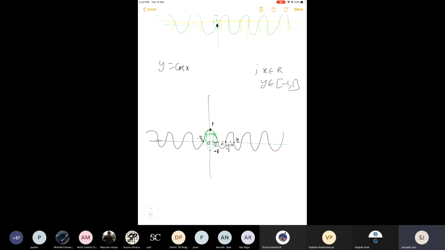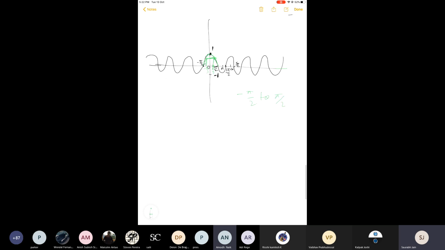Also I can say that the graph is like this because, see, from minus pi by 2 to pi by 2, can you tell me what are the quadrants covered here? Mention the quadrants with respect to angles. From minus pi by 2 to pi by 2, which two quadrants? See, everybody is saying 0 to pi by 2 is the first quadrant. I am asking minus pi by 2 to 0. Which quadrant is this? First one. Which one?